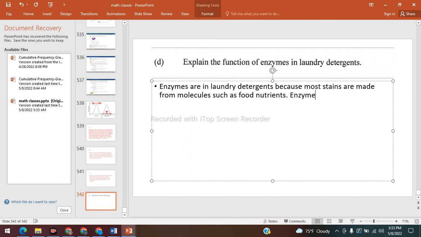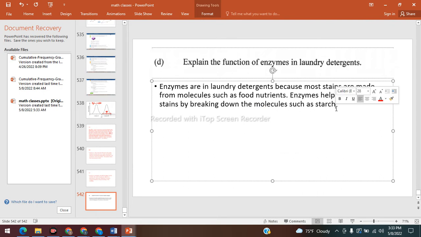Enzymes help to remove stains by breaking down the molecules such as starch. What else? What am I writing? Made from protein and fat. Okay.